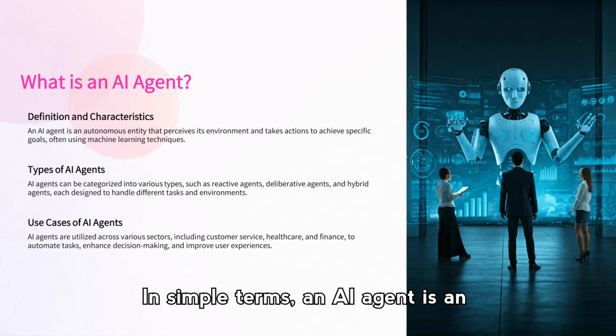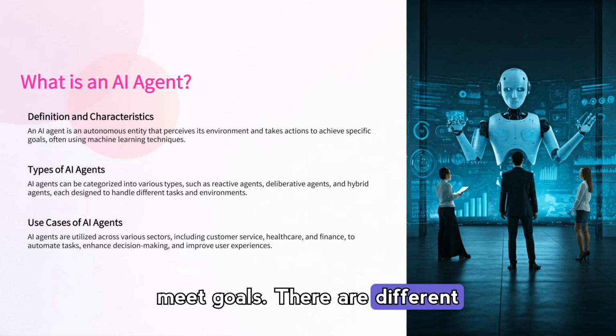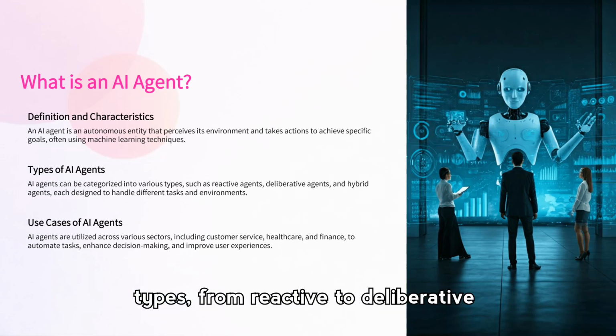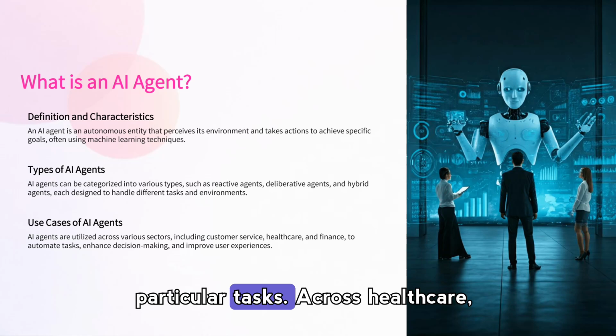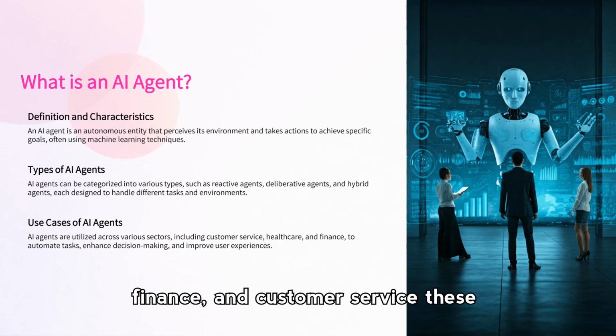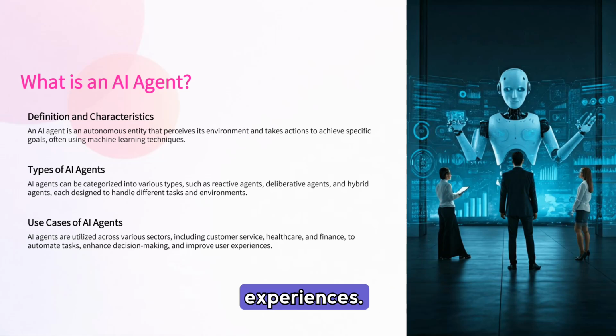In simple terms, an AI agent is an autonomous system that perceives its environment and takes actions to meet goals. There are different types, from reactive to deliberative and hybrid agents, each suited to particular tasks. Across healthcare, finance, and customer service, these agents automate work, speed decisions, and improve user experiences.